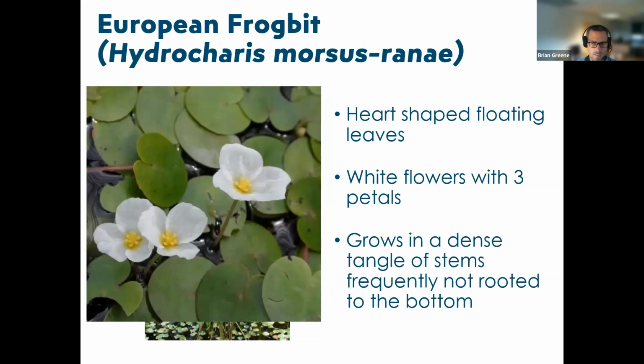The key feature is that it has these heart-shaped leaves, kind of right here with this little rounded part on it. They're generally pretty small, usually not more than 1 to 2 inches in size. When they flower, they have 3 white petals. There are some other species that do have white flowers, but they generally either look different or they have more petals.